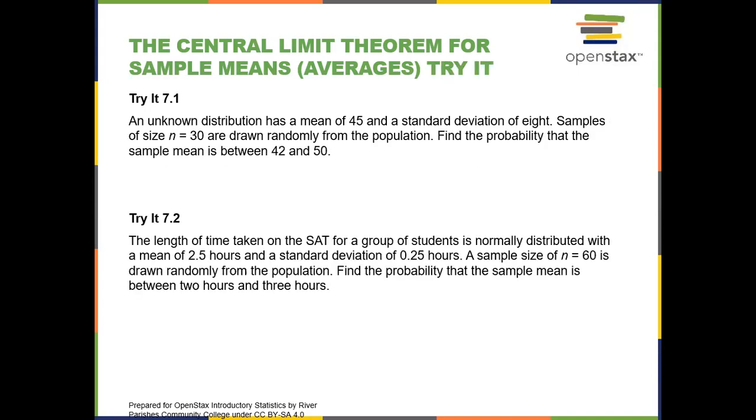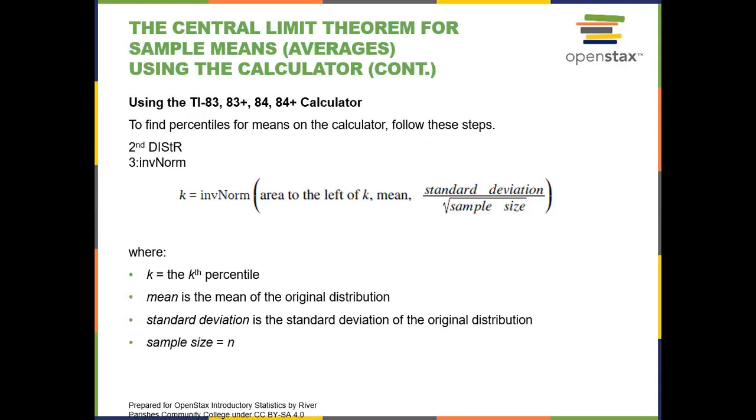In 7.1, now we are drawing a sample of size 30. So we can assume the sampling distribution is bell-shaped in nature, with the mean equal to 45 and the standard deviation 8 divided by the square root of 30, and so forth. Okay, so they again go through percentile. Remember, percentile is the area to the left of K. So if it is the 20th percentile, the area to the left of this unknown value of the sample mean is equal to 0.2. And then the mean, and don't forget, divide the standard deviation by the square root of the sample size.